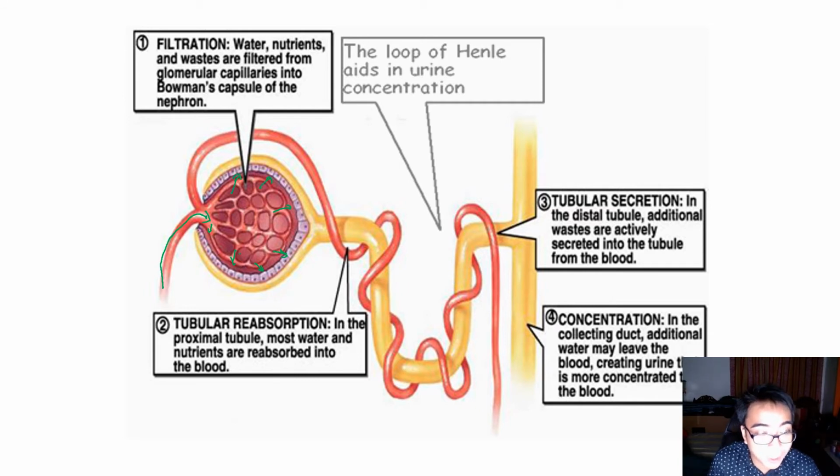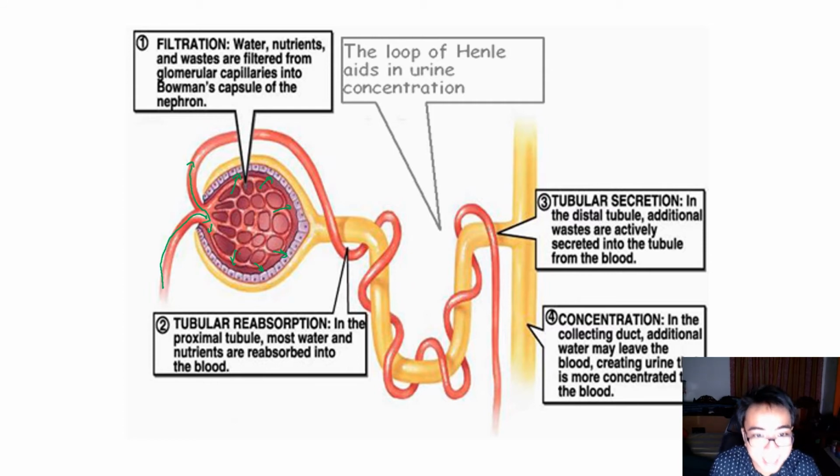Yung mga maliliit na molecules lang and drugs that are metabolized. So this is where filtration works. So water, nutrients, and waste are filtered from the glomerular capillaries into the Bowman's capsule and into the nephrons. Na yung matitirang glucose and proteins will stay in the bloodstream. Dito yun. Okay. So lumabas na yung waste products.